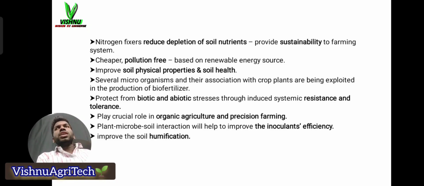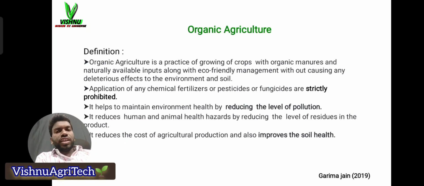In organic agriculture, the inputs we use are all from farmyard manure and the like. And next, precision farming. Precision farming means we use different new technologies to develop agriculture. Next, plant-microbe-soil interaction will help to improve inoculant efficiency. In the humification process, total organic matter and dead and decaying substances are all converted into humus. So this is called soil humification. Biofertilizers improve soil humification.